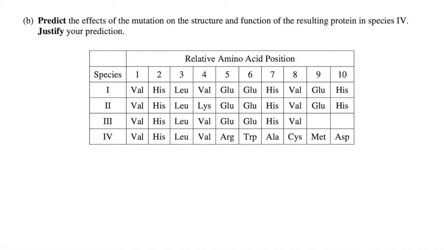Part B. Predict the effects of the mutation on the structure and function of the resulting protein in species 4 and justify your prediction. So looking at species 4, we can see that up until residue number 4, everything looks good. But then starting from position 5, it all gets messed up. All these residues are not what they're supposed to be. And so this is an example of what's called a frame shift mutation, where when you add in an amino acid or delete one, the reading frame of the ribosome is completely different now. So all the amino acids after the site of that mutation are going to be completely altered.